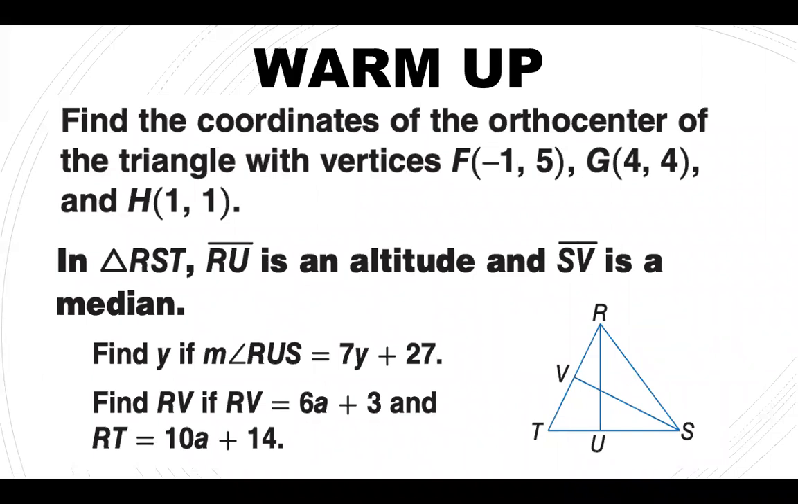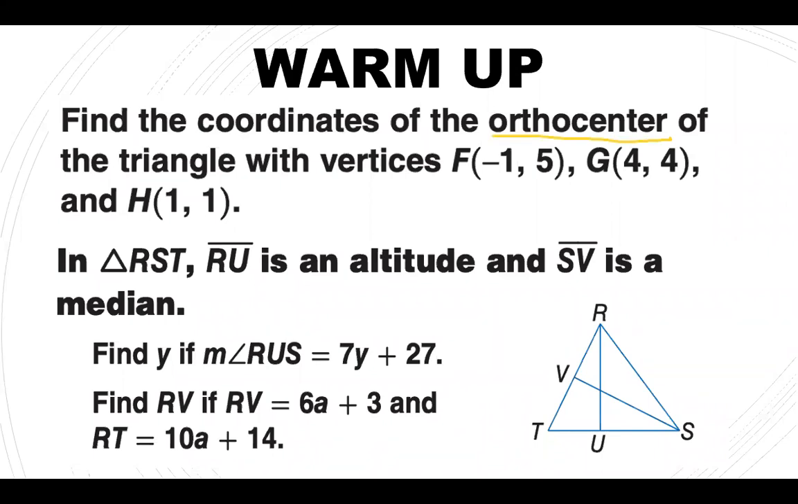Okay, so find the coordinates of the orthocenter of the triangle with vertices -1, 5, 4, 4, and 1, 1. So the first thing, after I turn my tablet on. All right, so the first thing that we need to note is that we are looking for the orthocenter, right?